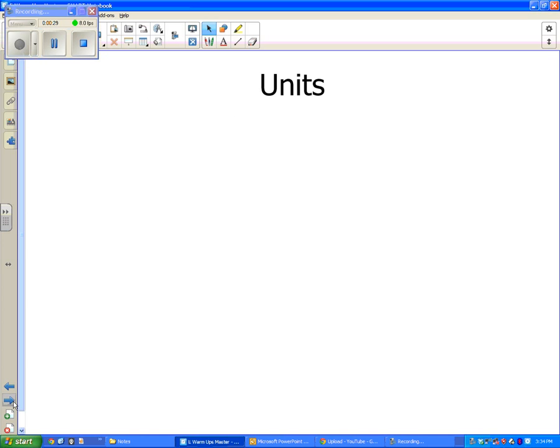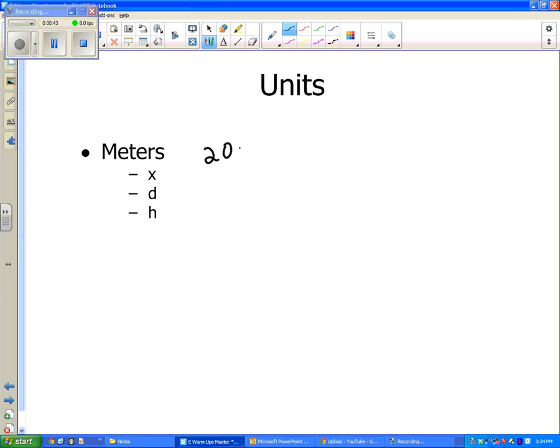We don't have very many units, but they're tricky because they use different symbols for the units. For example, meters. If you see a problem that says 20 meters, this could be an X. You could say X equals 20. Or it might be a distance: distance equals 20 meters. Or it could be a height: height equals 20 meters. So if you see meters, keep in mind it could be an X, it could be a D, or it could be an H, depending on what is what.